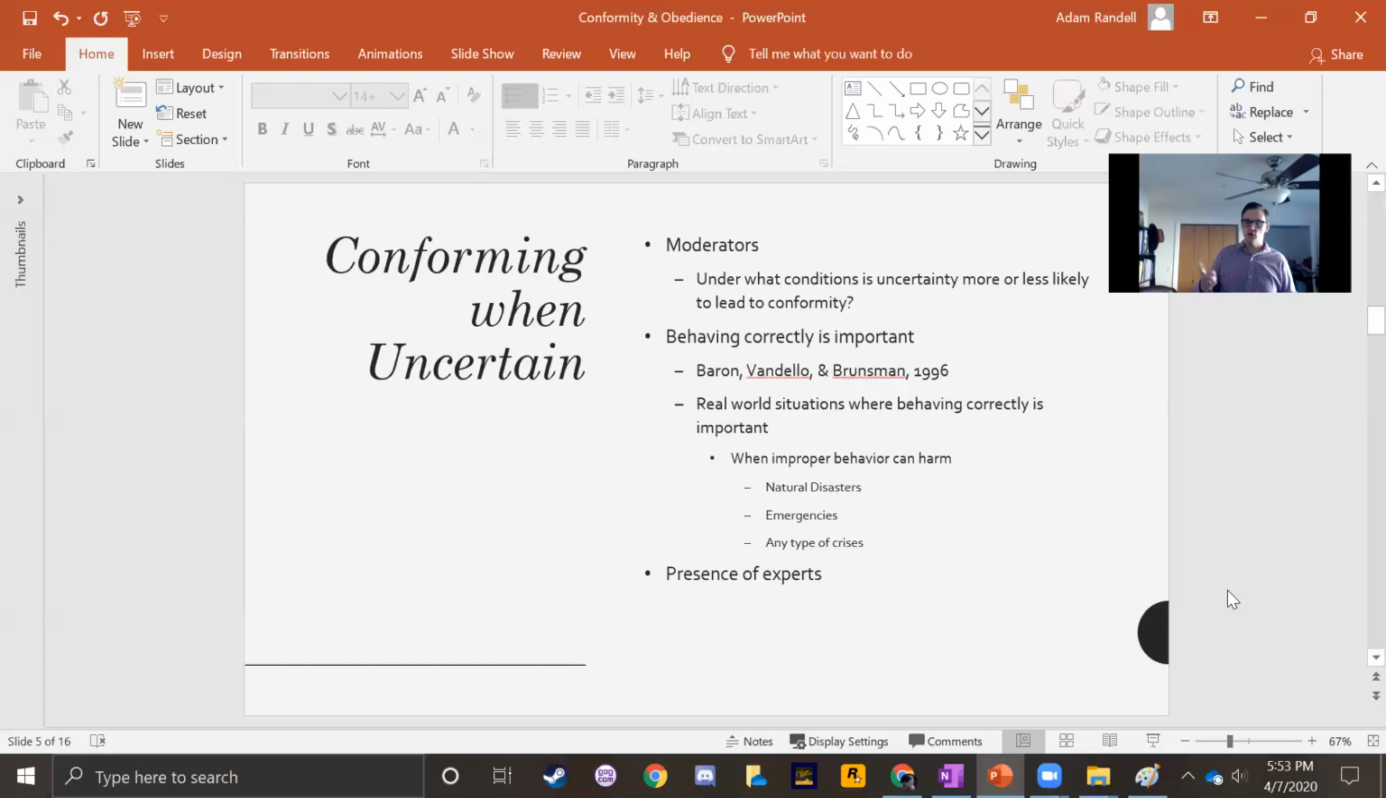So there you go. Two big moderators of conforming due to informational social influence. So we conform more when we don't know what to do, when we're uncertain, when it's important to do the right thing, and we conform more when we don't know the right thing to do, when there's an expert around and they're behaving. We conform to them.